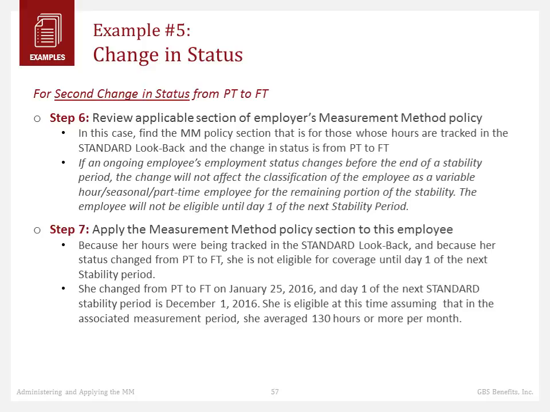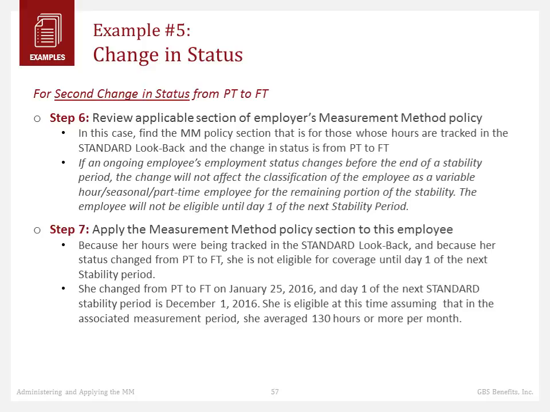Here's the rule. If an ongoing employee's employment status changes before the end of a stability period, the change will not affect the classification of the employee as a variable hour seasonal part-time employee for the remaining portion of the stability period. The employee will not be eligible until day 1 of the next stability period. So that's the rule, so let's apply it.